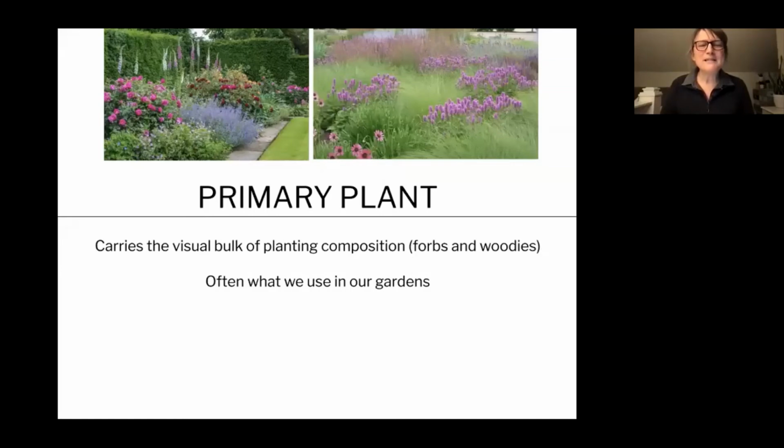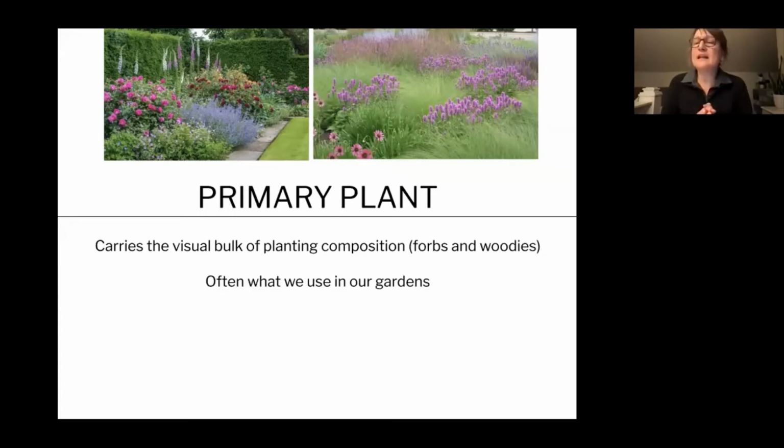Primary plants, as I had mentioned, are the plants that hold the bulk of the composition. So the one on the left is a mixed border. Heather suggests maybe just a perennial border could be the name of it. And a lot of these mixed borders are perennial borders. A lot of them have mostly perennials and not shrubs in them. Some of them will have shrubs, but I would say a lot of them are perennial borders.